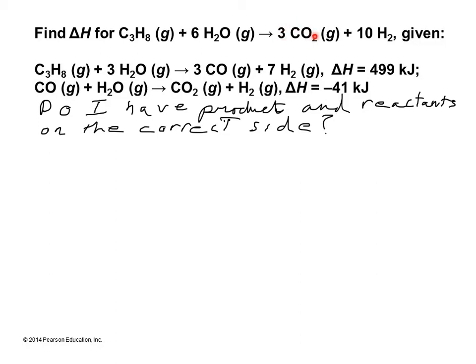Next, I've got carbon dioxide as a product. Do I have carbon dioxide as a product in one of my subreactions? Oh, hey, yeah, I do. Then I see, do I have hydrogen? I have hydrogen as a product. Do I have hydrogen as a product down here? Yeah, I've got it as a product in two equations. Okay. So once I'm sure that I have my products and reactants on the correct side, I begin to look at those.